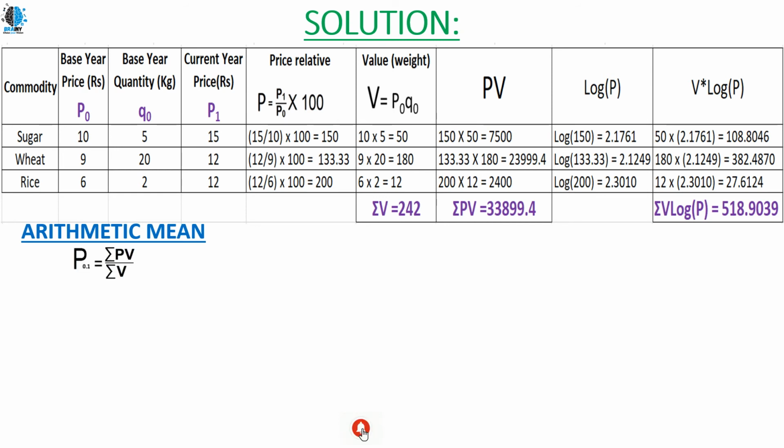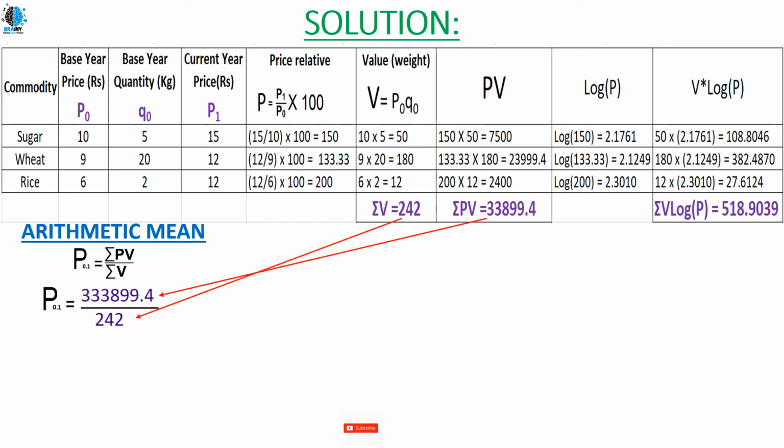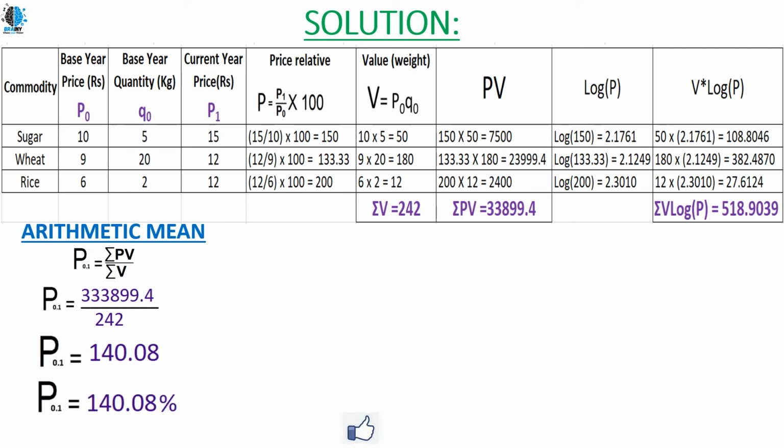So what is our arithmetic mean formula? The arithmetic mean formula is the price relative of the current year based on base year equals summation PV by summation V. So substitute the values. What is the summation PV value? Summation PV value is 33,899.4. And 242 is the value of our summation V. I'm going to divide these two values. So I got here the value 140.08. Clear?